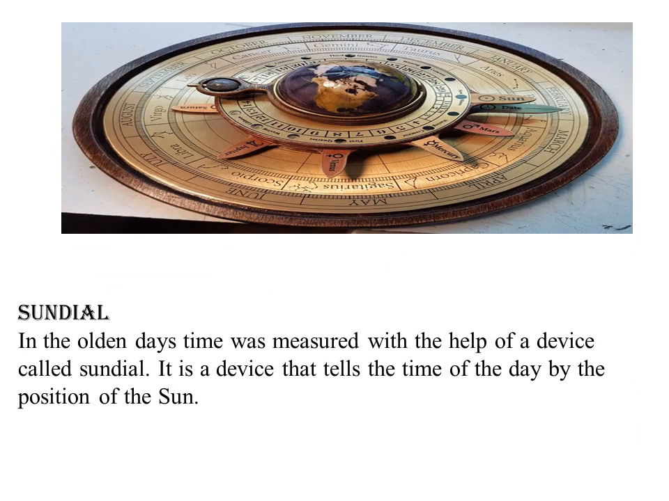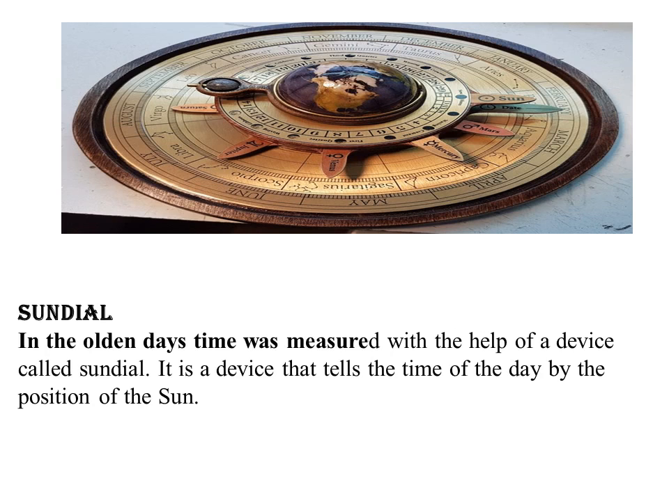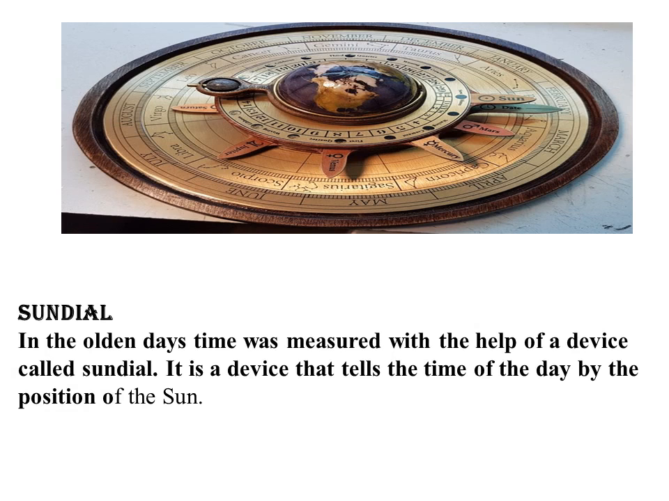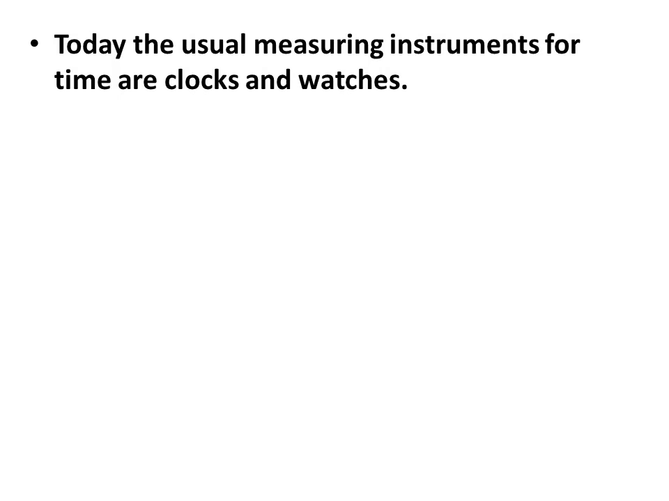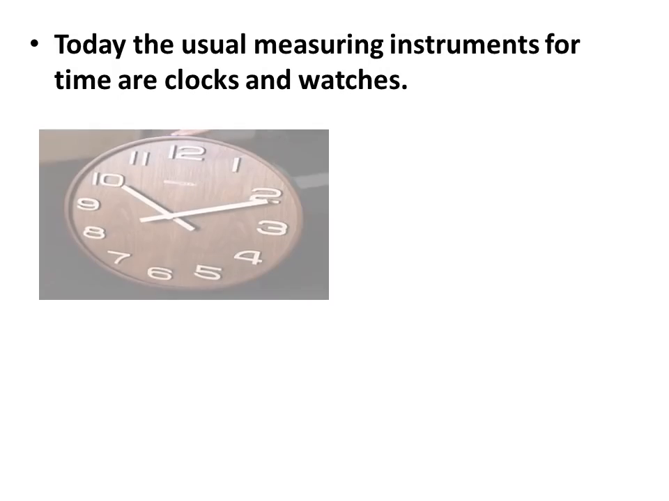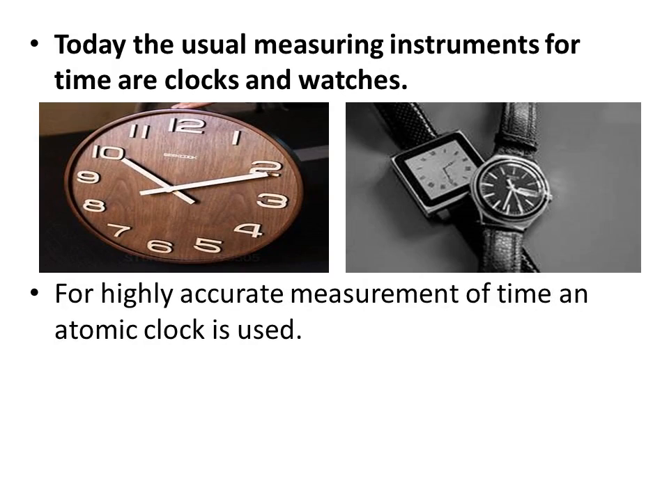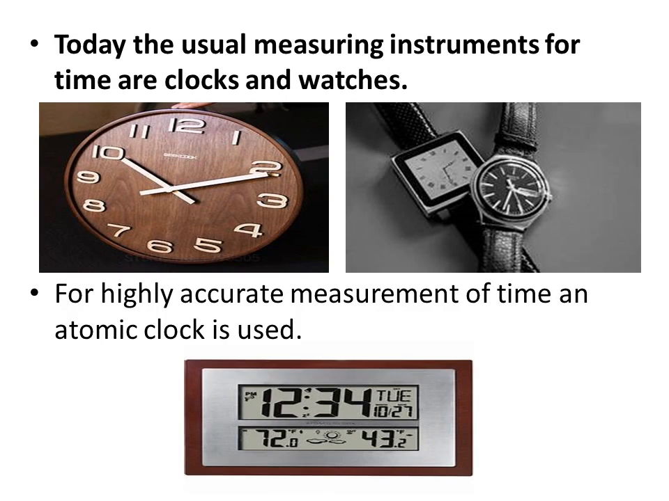In the olden days, time was measured with the help of a device called a sundial. It is a device that tells the time of the day by the position of the sun. Today, the usual measuring instruments for time are clocks and watches. For highly accurate measurement of time, an atomic clock is used.